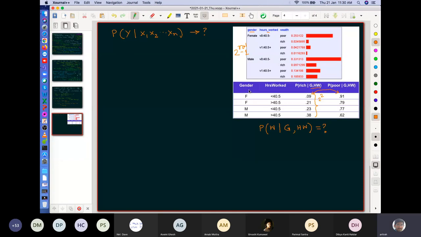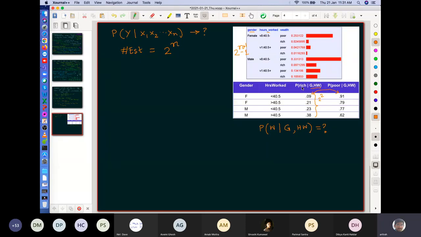For each of the combinations or each of the values, gender takes 2 values and hours worked, thresholded by 40.5, can take 2 values. So I am getting this many computations. Therefore, if there are n attributes, the number of estimates that I require, you can easily see, is 2 to the power n. Agreed?